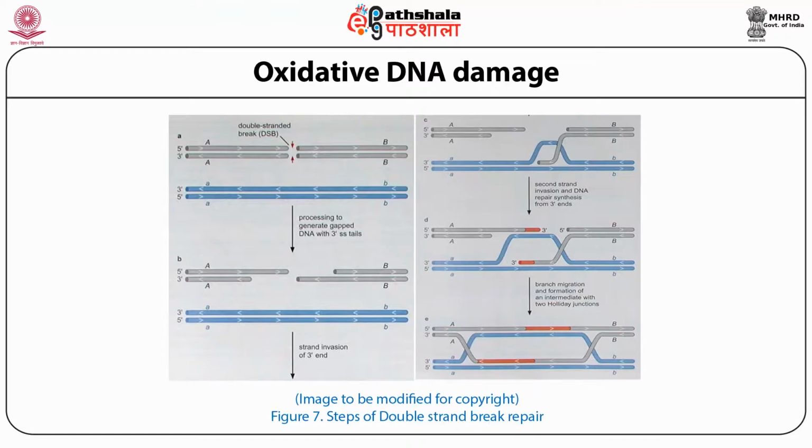Once RecBCD reaches a Chi sequence, it stops trimming from the 3' end of the strands and increases the rate of cleavage from the 5' end of the strand, thereby generating a 3' end single-strand overhang to which the recombination-inducing protein RecA binds to form a filamentous structure. This fact also explains why regions containing Chi sequences have elevated rates of recombination.